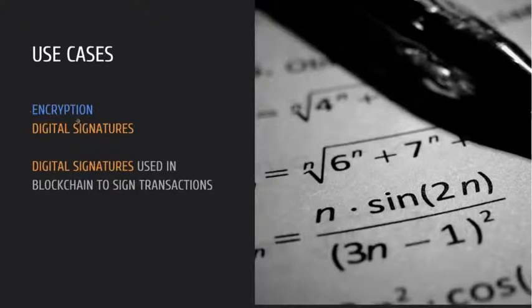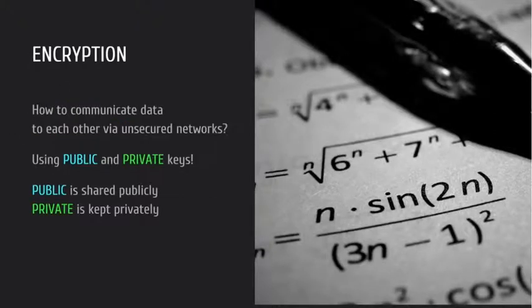And this one is not really used in Bitcoin or cryptocurrencies in the way that we're going to talk about it, but it is very important to know just as general knowledge. So encryption. How do you communicate data between each other on an unsecured network? So for example, on the internet. Well, you use public and private keys. This is a standard nowadays, that we use public and private keys if we want to send something that is truly secure.